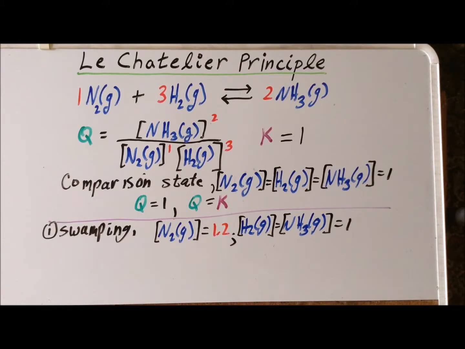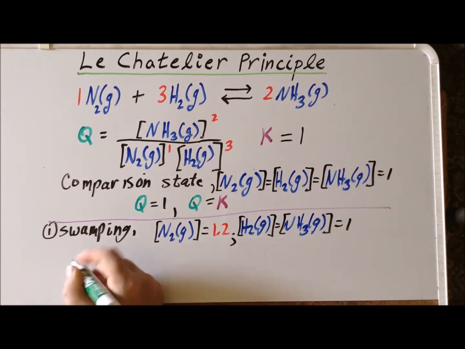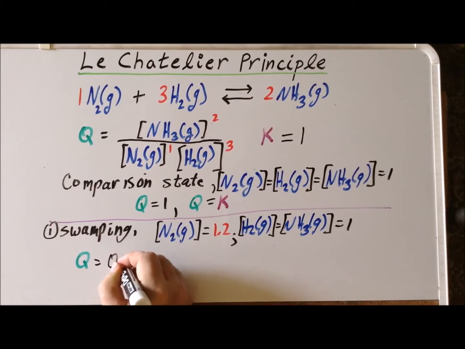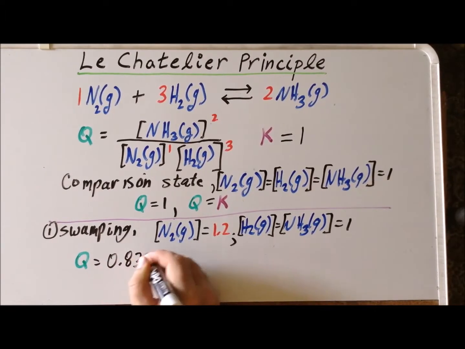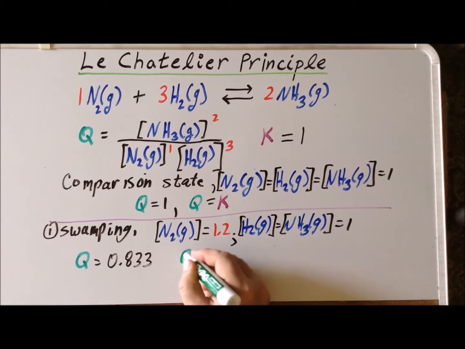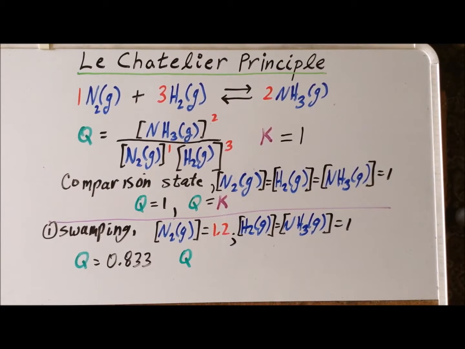Well, first, let's see if we're at equilibrium to begin with. We're going to compute the value of Q. And if we do, under these particular conditions, the value of Q is going to be equal to 0.833. So what do we notice about Q? Well, we know that K is equal to 1, so therefore Q is less than K here.